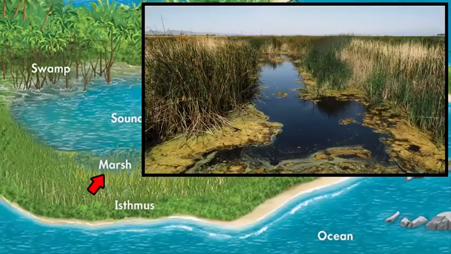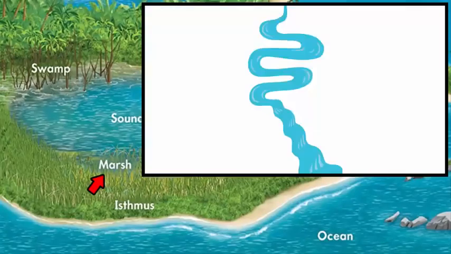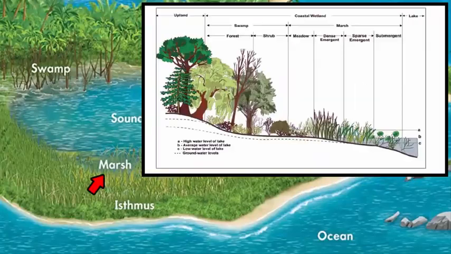A marsh is always covered with water throughout the year. You will mostly find marshes at the edges of rivers, lakes and streams. Talking about the vegetation, these places are dominated by grass and other herbaceous plants.